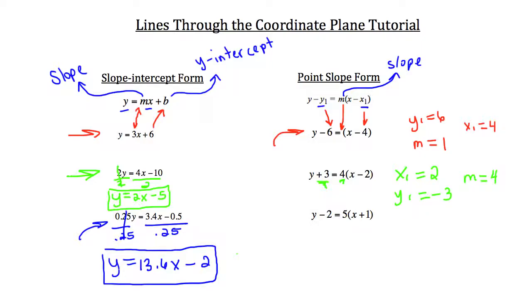Alright, let's take a look at the last equation. Y minus 2 is equal to 5 times x plus 1. Again, go ahead and try to tell me what the x1, y1, and slope are for this line. The x1 must be a negative 1, because it's the opposite of whatever this value is. And the y1 must be a positive 2, because it's the opposite of that value. The slope, again, is the number that comes before the parentheses. So in this case, it's a 5.